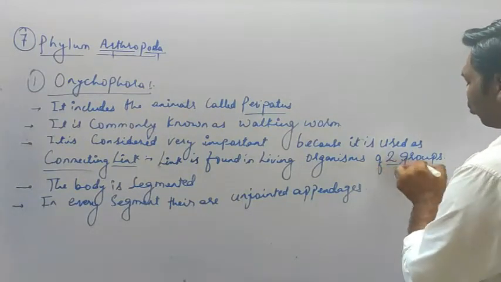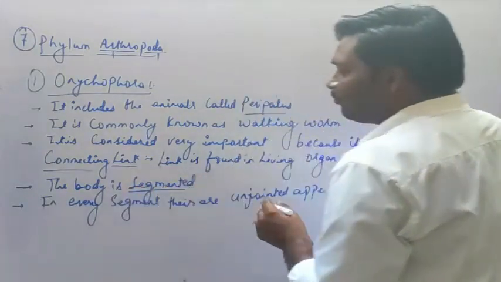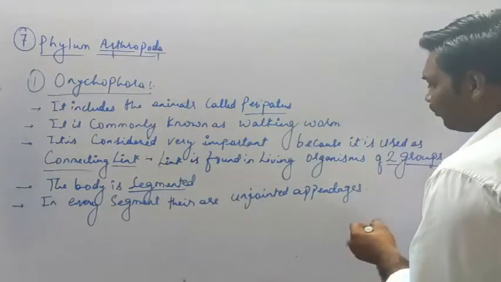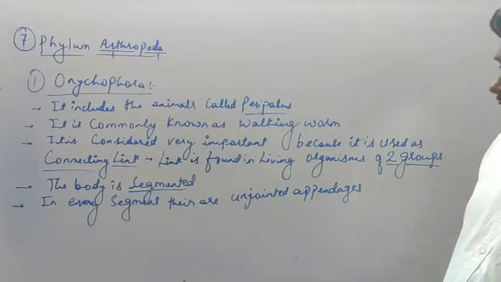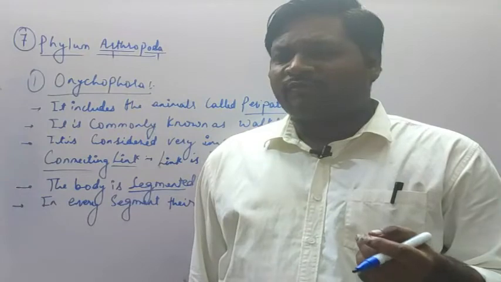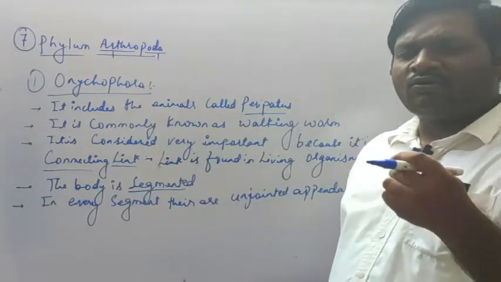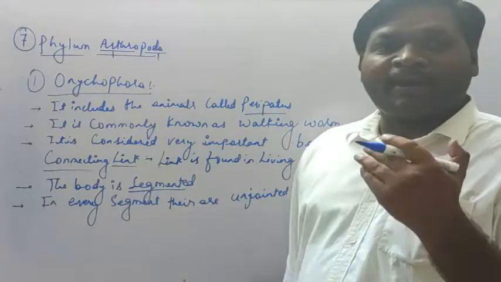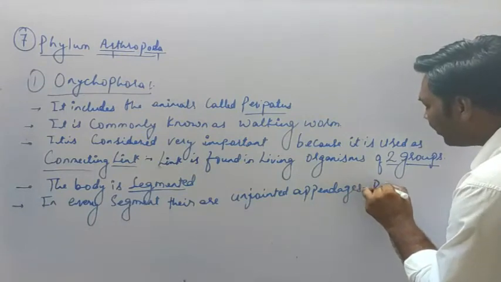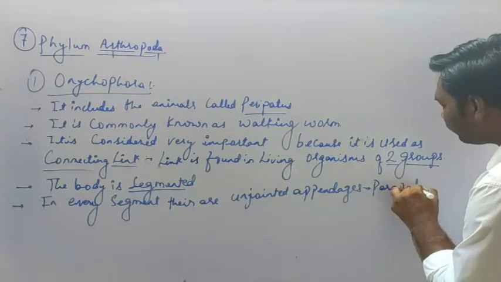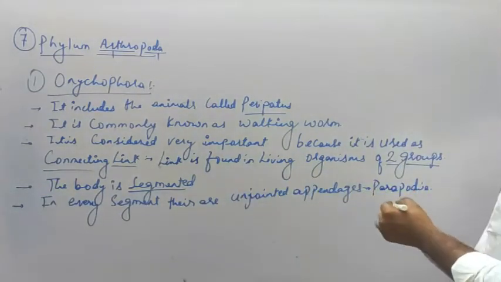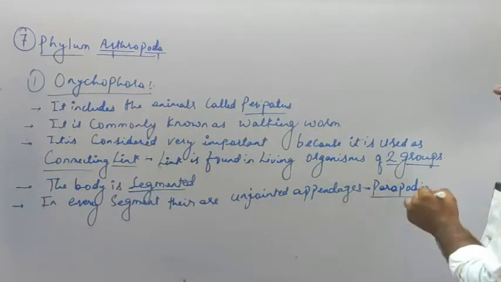As I told you, it is about two groups, right? So it has a segmented body, which we have seen in the annelids. Then again unjointed appendages. Each segment consists of certain appendages, and in case of Nereis we have parapodia. So these unjointed appendages are called parapodia. In every segment there are unjointed appendages called parapodia.